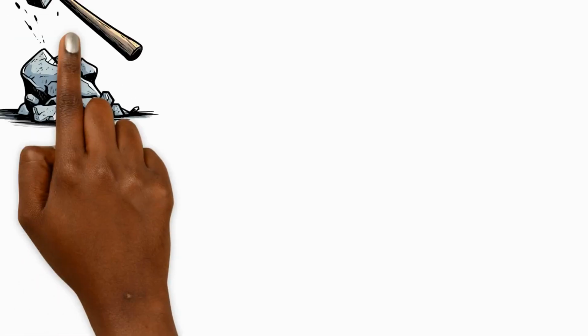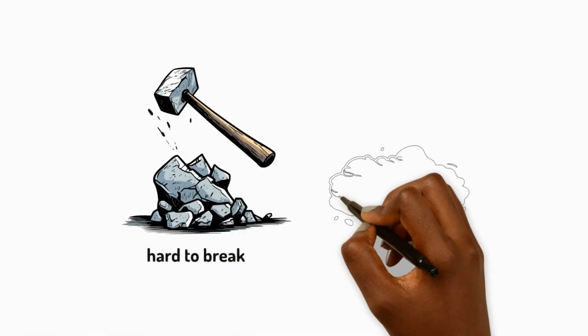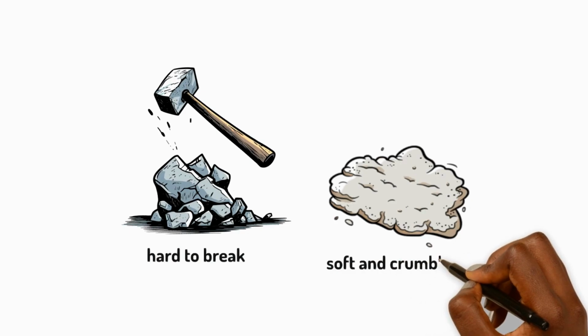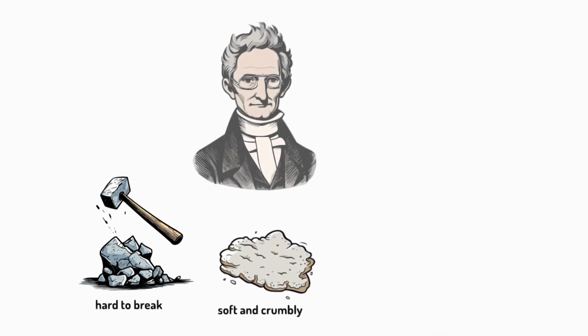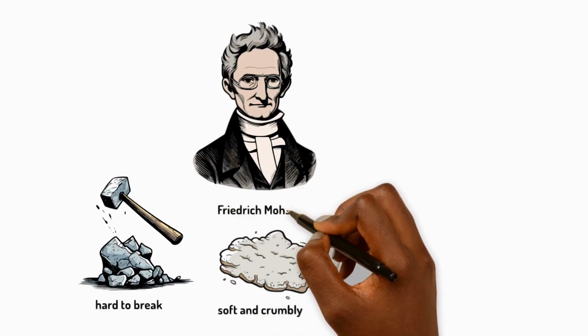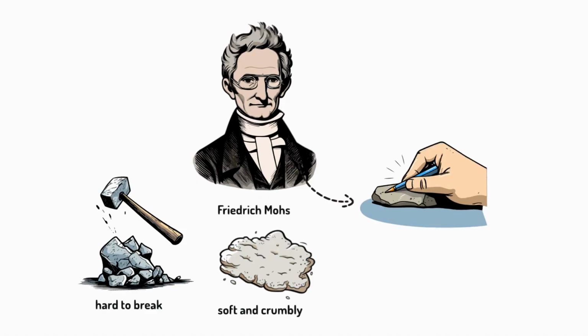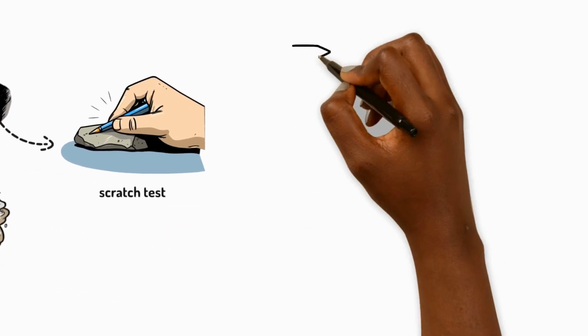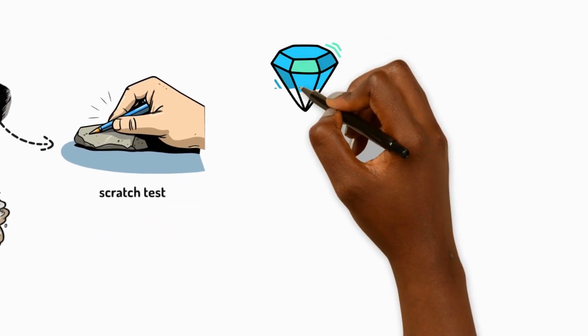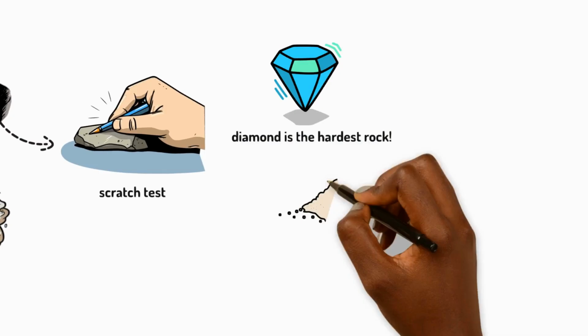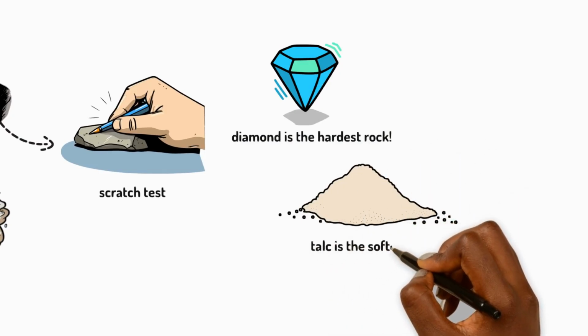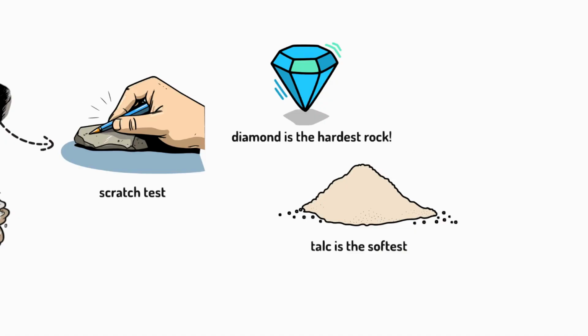Some rocks are hard to break, while others are soft and crumbly. A man named Frederick Mohs found a way to test rock hardness. A harder rock will scratch the surface of a softer rock. It's called a scratch test. Did you know diamond is the hardest rock and talc is the softest? Diamond can scratch anything, but talc, even a fingernail can scratch it.